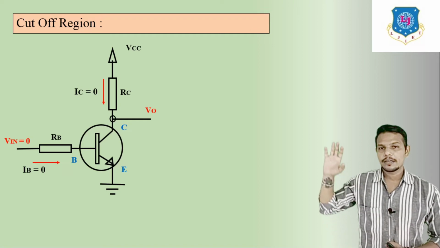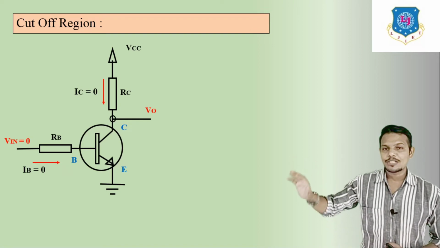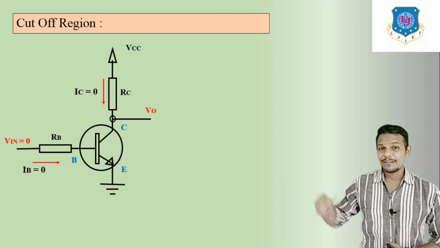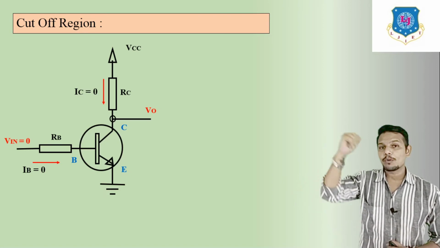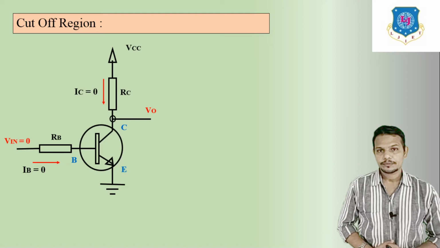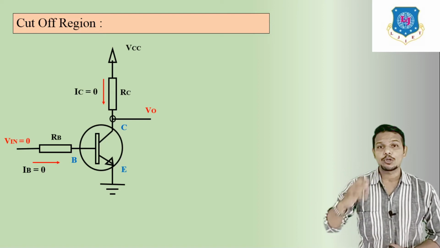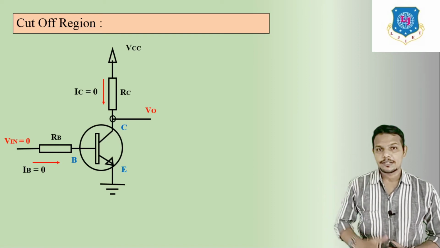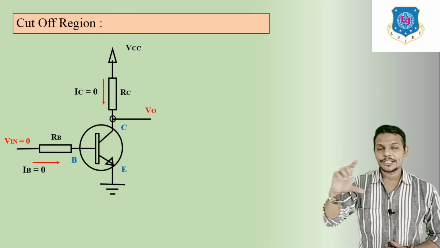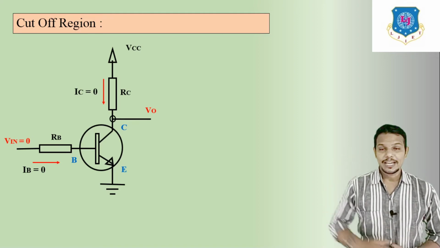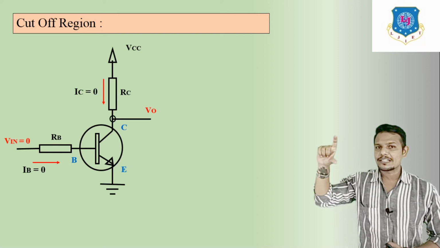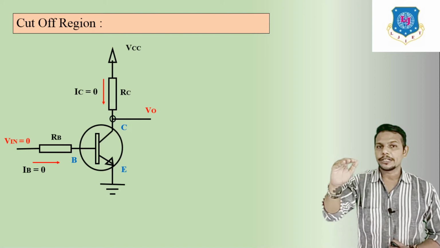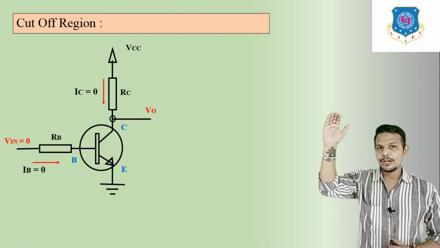So here if we apply Vin equal to 0, that means your IB, the base current, is equal to 0. If your input current is equal to 0, that means your output current IC is equal to 0. If your output current IC is equal to 0, that means across this RC, this is the collector resistance, the voltage drop should be 0. If the voltage drop across this resistor is equal to 0, that means at your output voltage you will find the value of VCC.